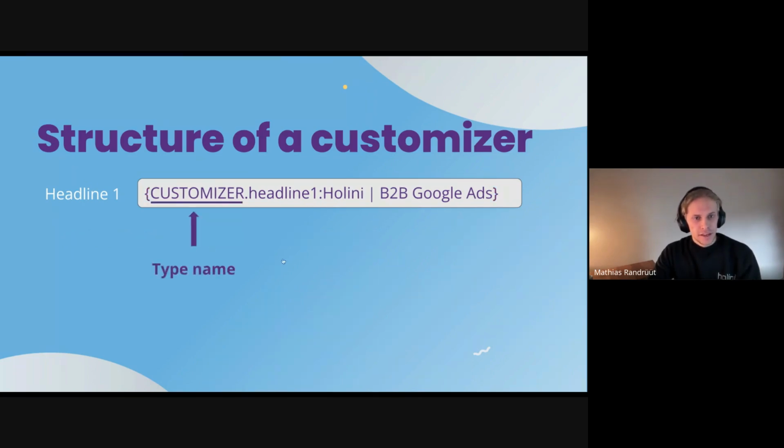Then we have the type name. This is basically just about naming, and in most cases, you can just use customizer. This is what Google also recommends. But if you have large data sets, a large account, and you have different data sets, you can also name it anything you want. In this case, you just have to add this identity mark here. But in most cases, just use it as customizer dot.